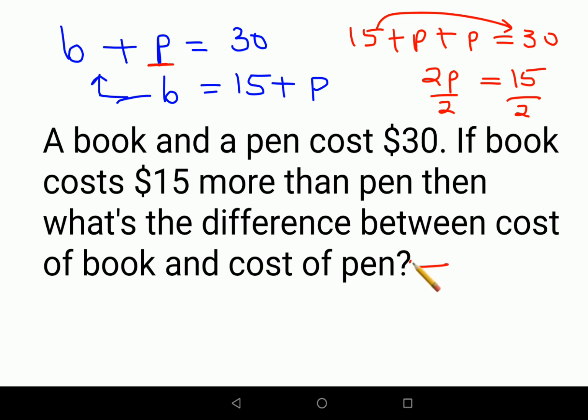Value of pen is nothing but P equals 15 upon 2. That is nothing but $7.5. Okay. Now they are saying what is the difference. So obviously now we need to find the value of book. So book value will be 30 minus $7.5. Okay, and we need to find the difference.